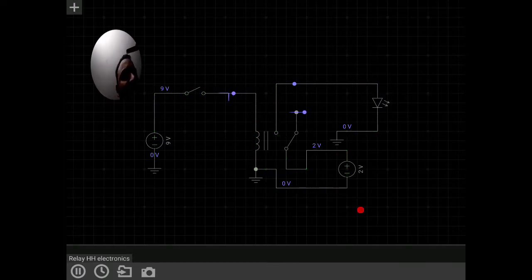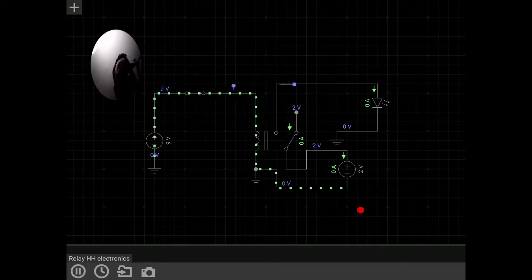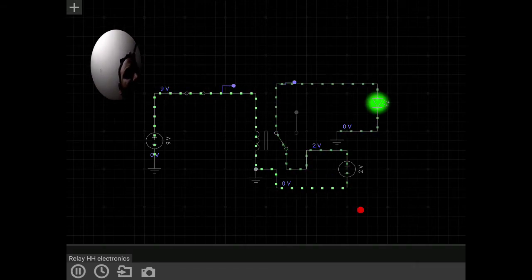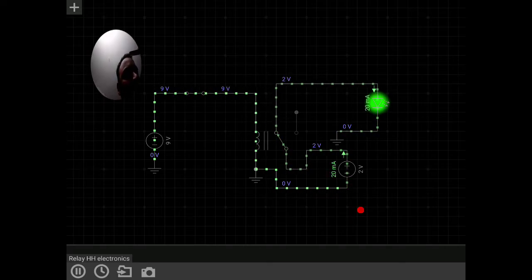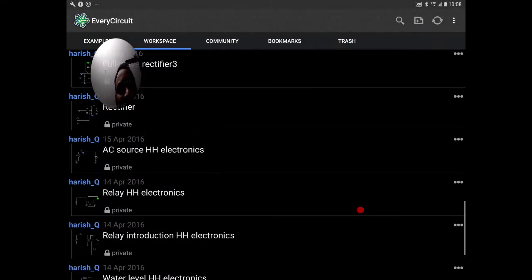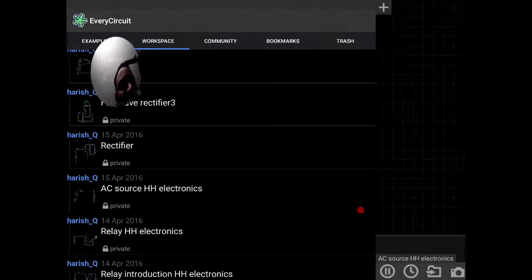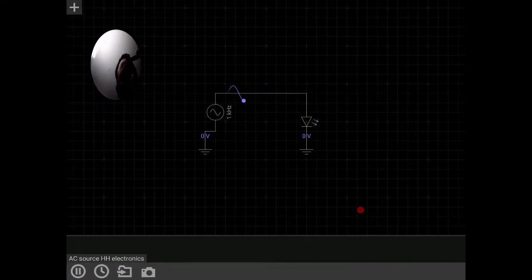When you open the switch, there is no electromagnetic force holding the flap, and that causes the circuit to open. And when I close the circuit, it causes the current to flow through the diode. This is an AC source, and at 1 kHz the LED switches on and off because it passes current only in one direction.